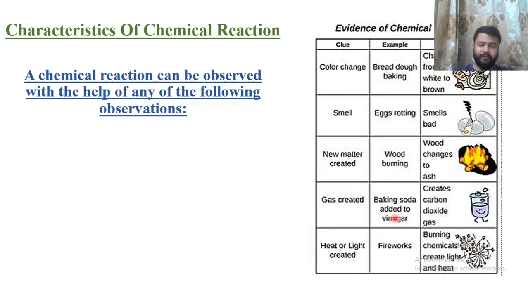Gas is created. For example, whenever acid reacts with any metal, it gives you some sort of gas. Or baking soda added to vinegar gives you carbon dioxide. So there is a formation of gas whenever a chemical reaction takes place. Heat or light creation, for example, fireworks: both heat and light are created because of the burning of some chemicals. Different colors depend upon the different chemicals burning.